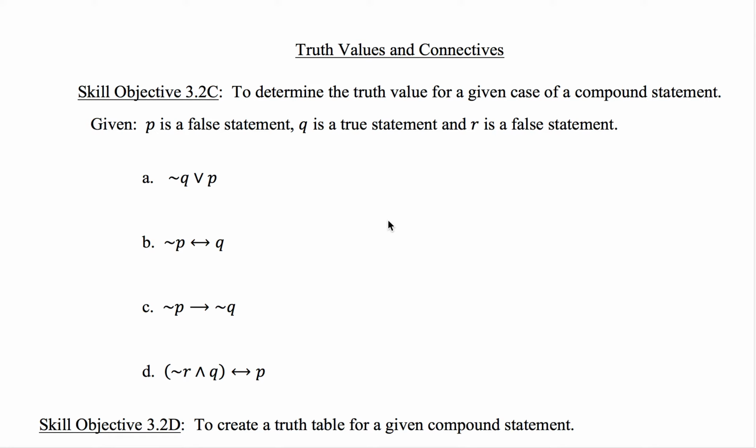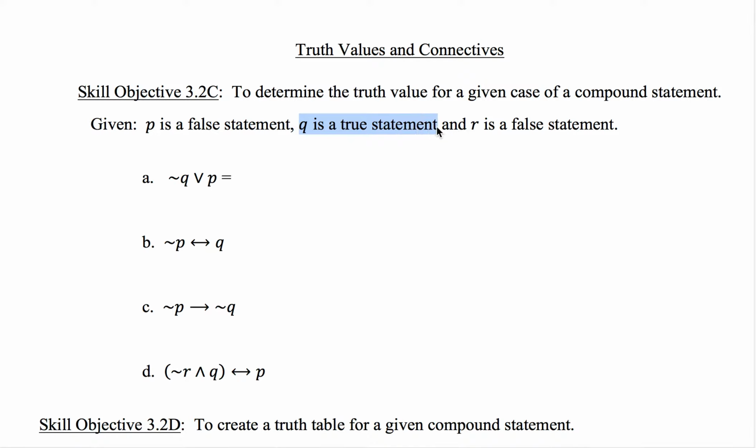Okay, so we're going to continue reviewing the second part of section 3.2. We're going to pick up looking at examples where we are determining truth value for a given compound statement. That compound statement is already written in symbols like the P and the Q, and we just want to say whether that statement is going to be true or false.